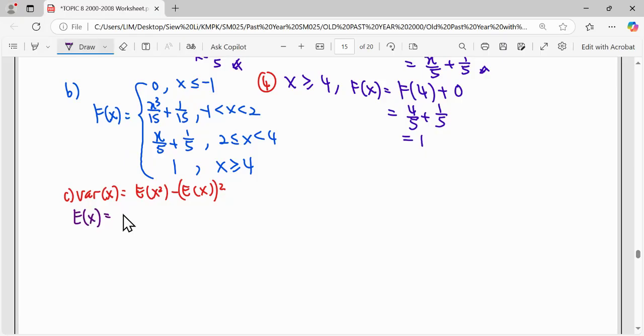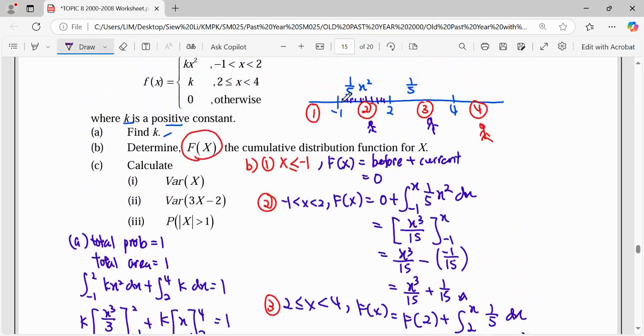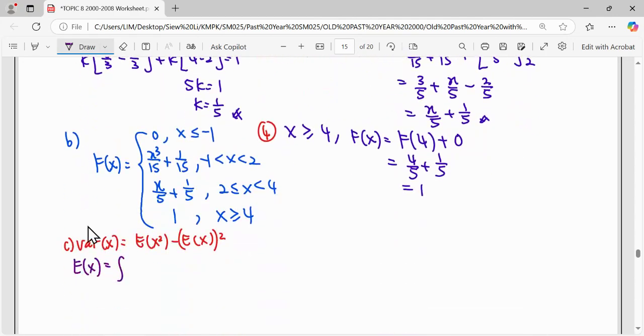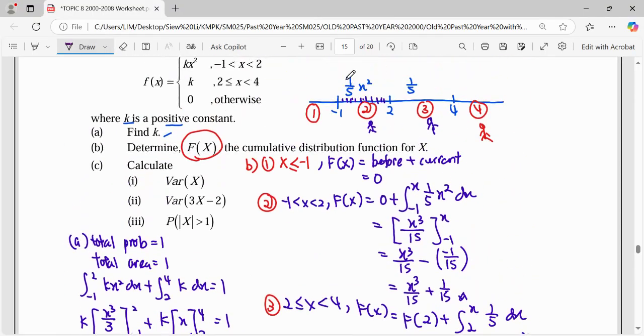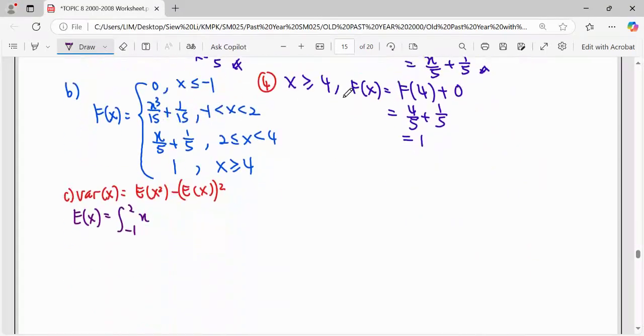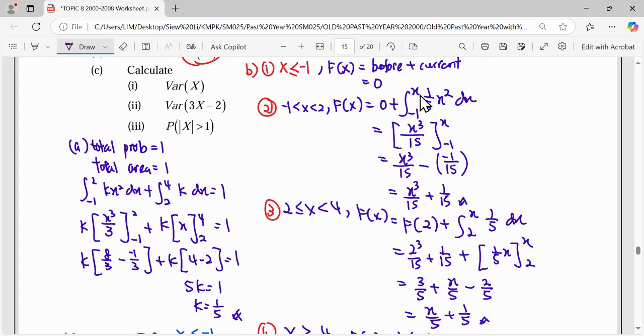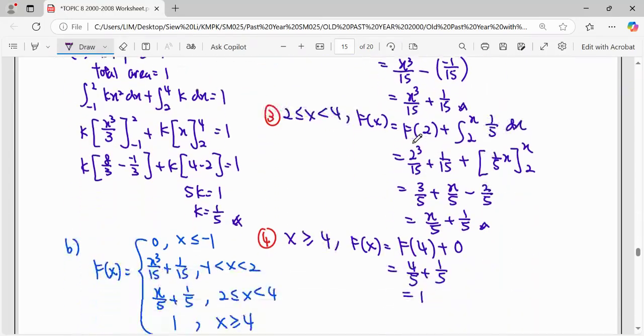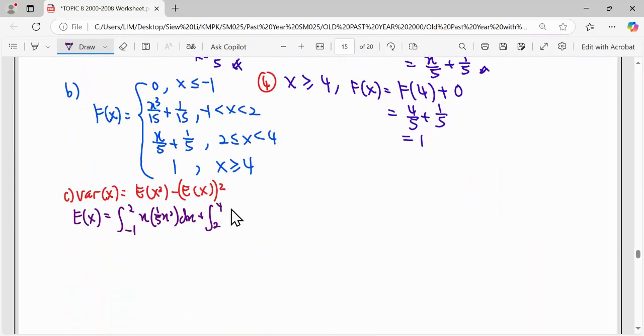It will be integrate from the lower limit -1 until 2, then x times the function which is 1 over 5x squared plus 2 up to value of 4 for function 1 over 5, x times 1 over 5.